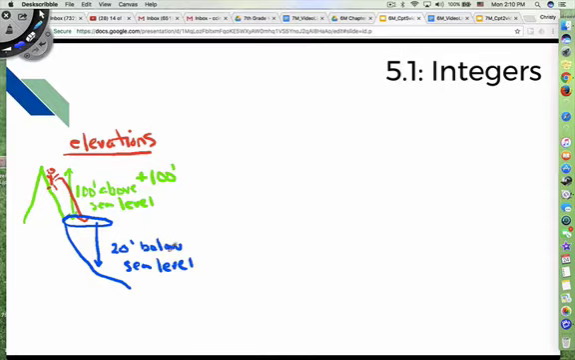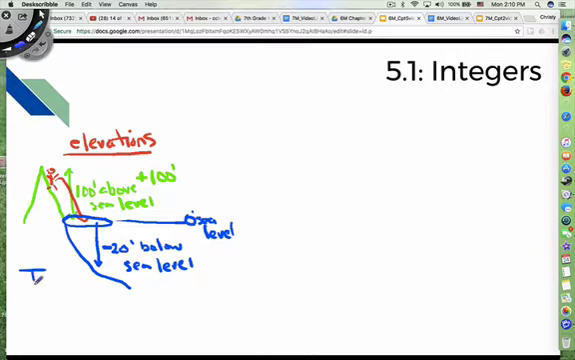Okay, we would represent that as a -20. So they're going below this 0. This is sea level right here. 0 feet, I guess, is at sea level. And then they're going below sea level. Okay, so elevations use that sort of thing.